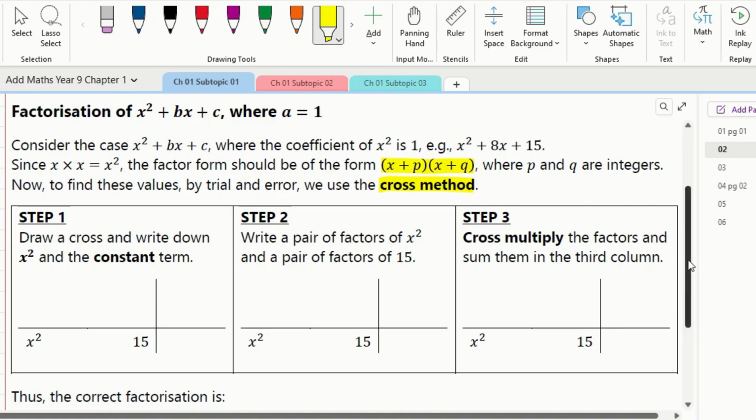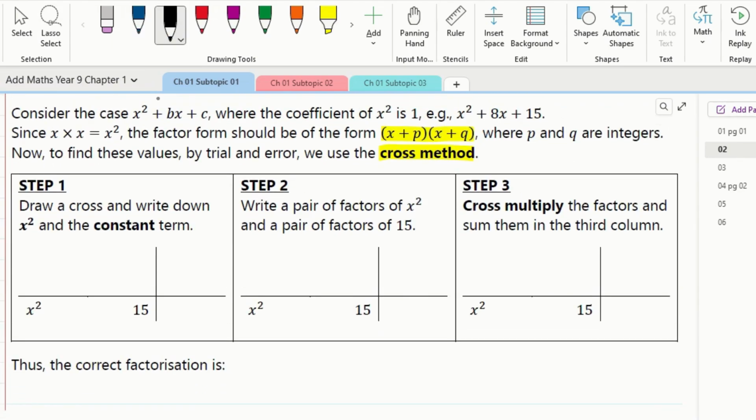So the cross method works like this. Step 1, you must draw a cross, and then once you have drawn the cross, you must write down the x squared and the constant term. For example, here we take x squared plus 8x plus 15. So here you put in x squared and also 15. For the second step, we must write down a pair of factors of x squared. We will put it here and here. This is the factor for x squared and a pair of factors of 15. So here is the pair of the factors of 15.